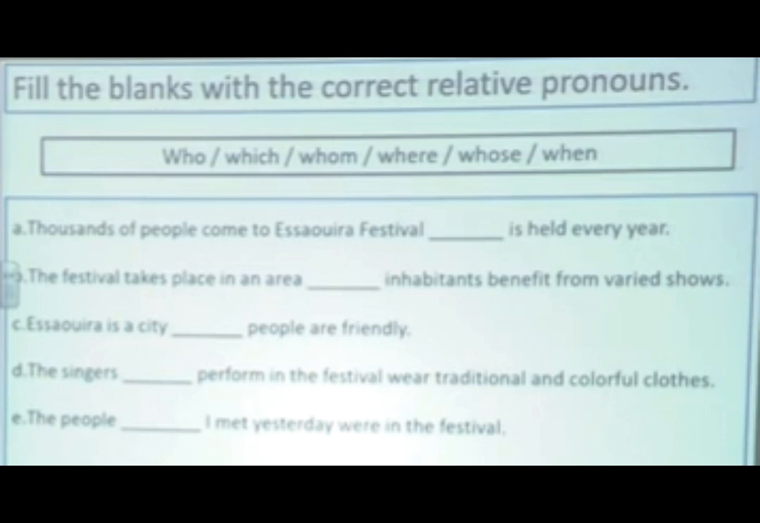Inhabitants benefit from varied shows. Essaouira is a city. People are friendly. So the people of Essaouira are friendly. You have to think of the relative pronoun to use here. The singers perform in the festival wear traditional and colorful clothes. And then the people, relative pronoun here, I met, here it should be the object of the verb, I met yesterday were in the festival.